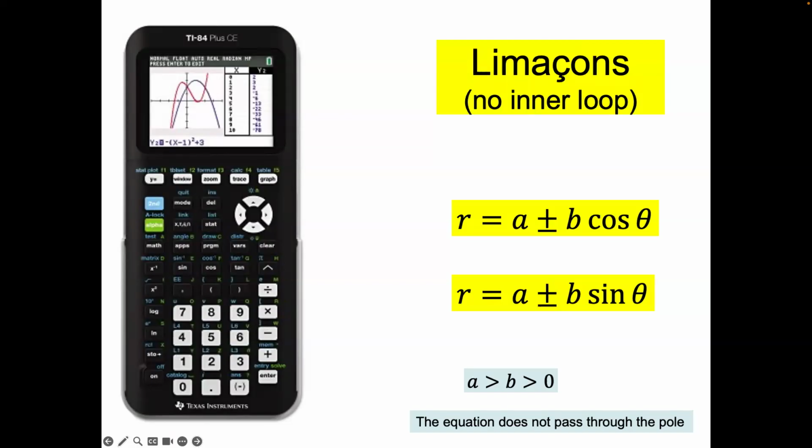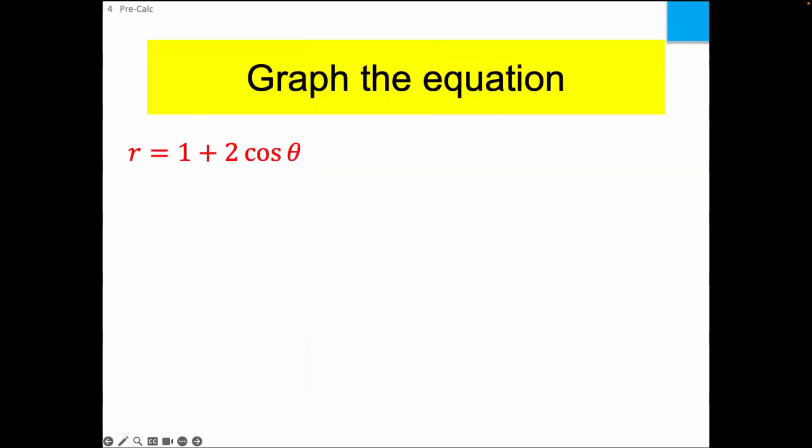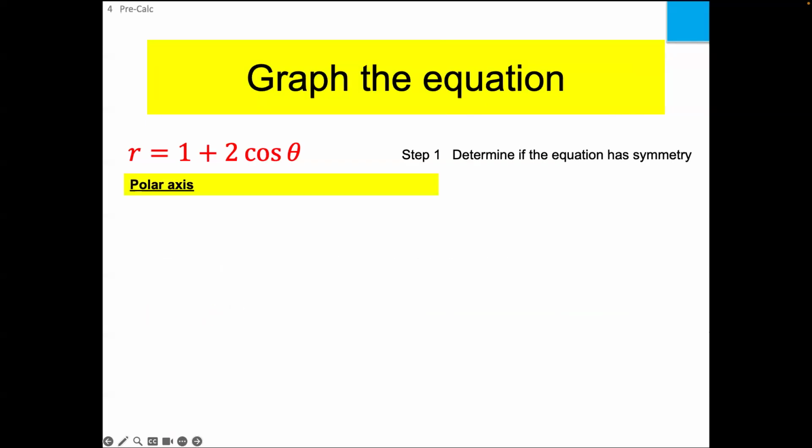All right, good. Clearly the next one's going to be this with a loop. All right, so here we go. Hey, what's the difference? First number is smaller than the second number. All right, same process again. Polar axis symmetry, we throw a negative. Cosine is an odd or even function, so the negative goes away. So yeah, this one has polar axis symmetry.